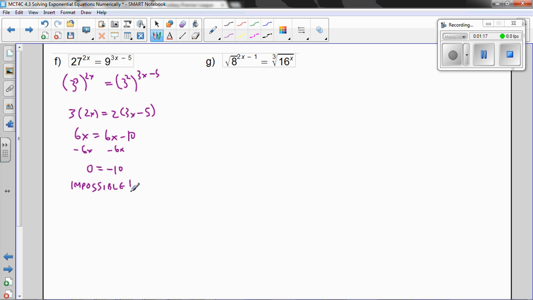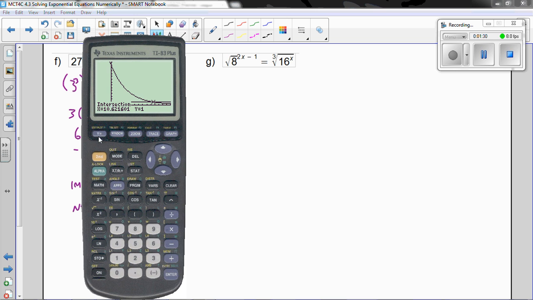So what does that mean? It means that there's no solutions to this equation. And I want to show you what that looks like graphically. If there's no solutions graphically, what does that mean? Well, on a graph, this is stuff that we might have had from days gone by.